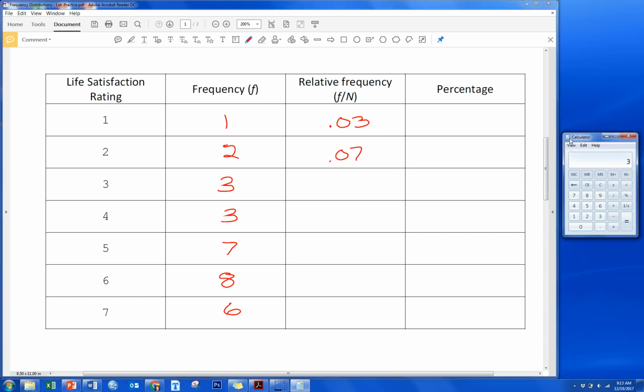Next we have 3. The 3 divided by 30 is of course 0.1. So we'll come over here and we're going to put, now we're right into the hundredths place, so we're going to add a 0. So 0.10. 3 again, so of course that's going to stay the same, so another 0.10. There we go. Now we have a 7, and we're going to divide 7 by 30, which is going to give us 0.23 repeating, so we'll round that to 0.23.